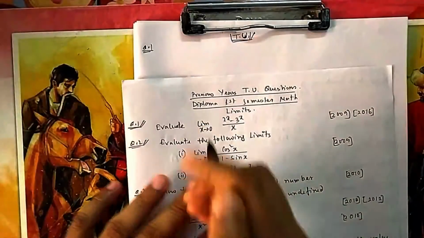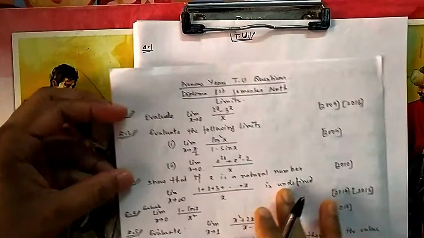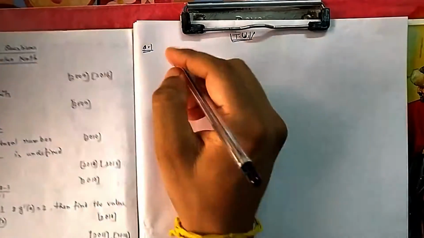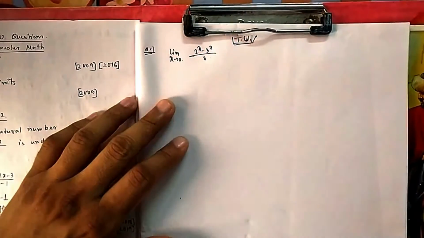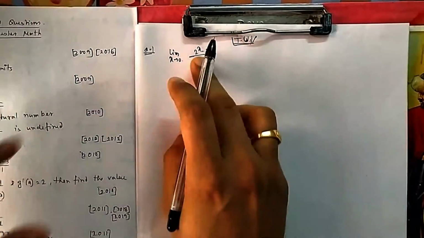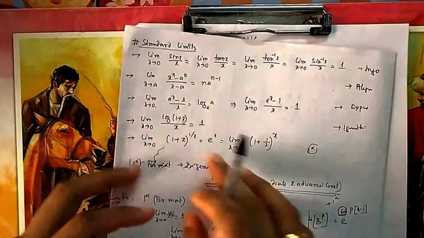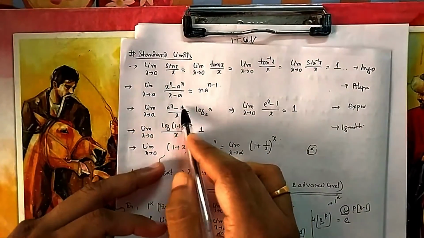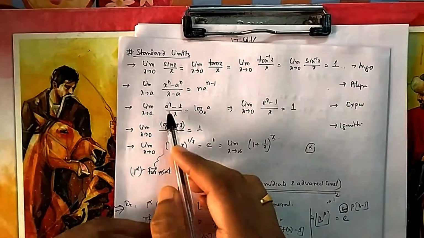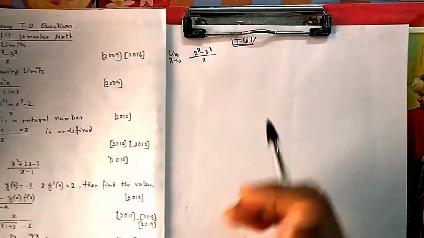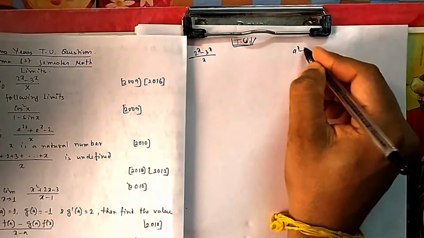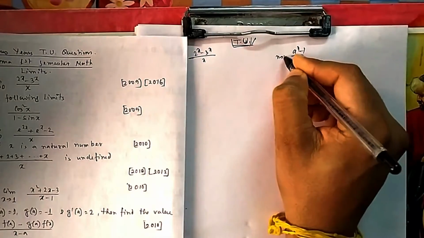In question number 1 they are asking to evaluate the limit as x tends to 0 of (2 to the power x minus 3 to the power x) divided by x. So whenever you see limit questions, you see what the formula is. This is the formula for exponential functions. For the exponential formula there is only one formula, either a to the power x minus 1 or a to the power x. Here it is a to the power x because it is 2 to the power x. So the formula is (a to the power x minus 1) divided by x, and x should tend to 0.